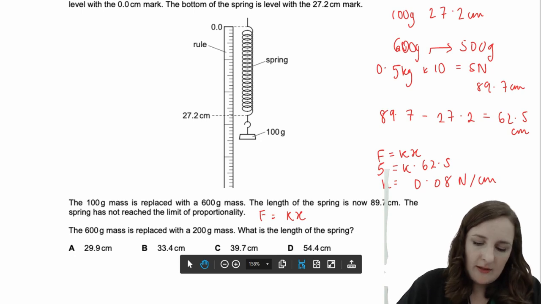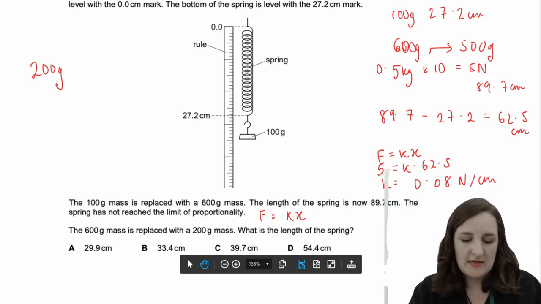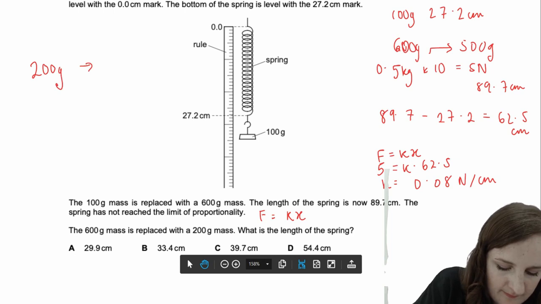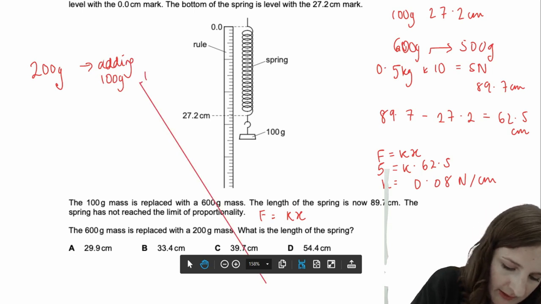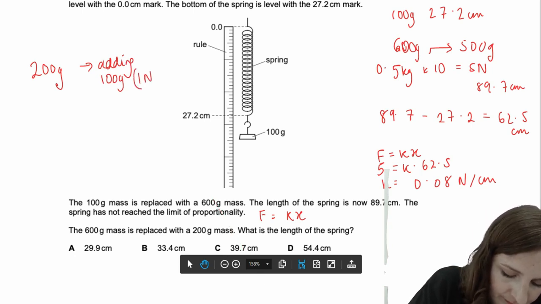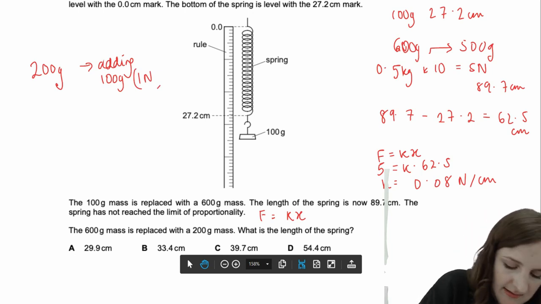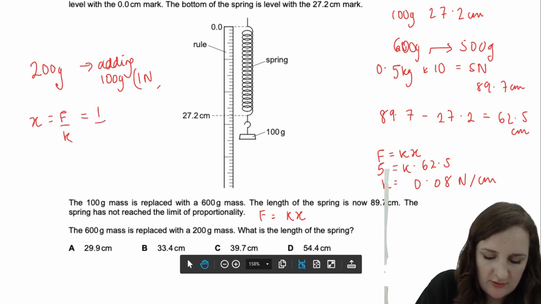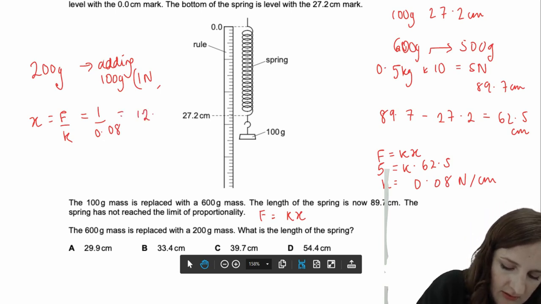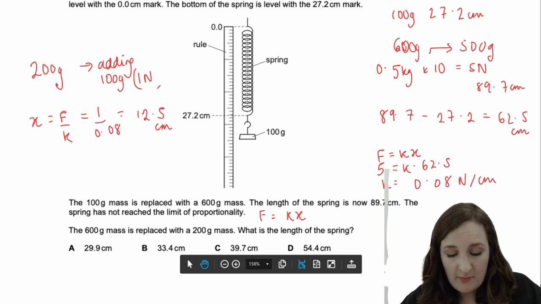So now I know that when I add 200 grams, I'm actually only adding 100 grams more than I initially had. So I'm actually adding 100 grams more than my initial point that I know of. So that would be 1 newton. So I can then use my equation again, F equals kx, and I can say that x is equal to F over k. And when I've added 1 newton or 100 grams, my spring constant is still 0.08, I will get an extension of 12.5 centimetres when I've added my 200 grams from my initial 100.